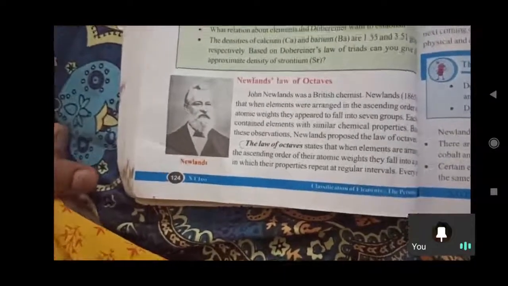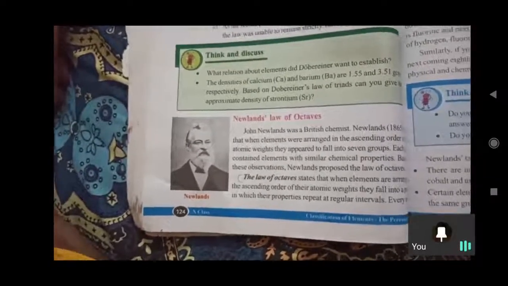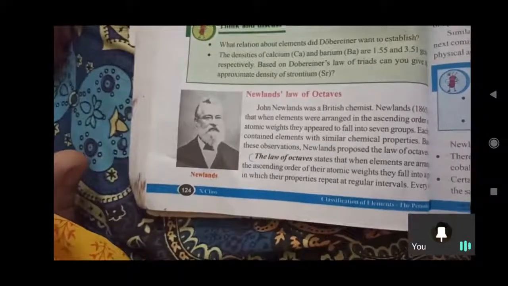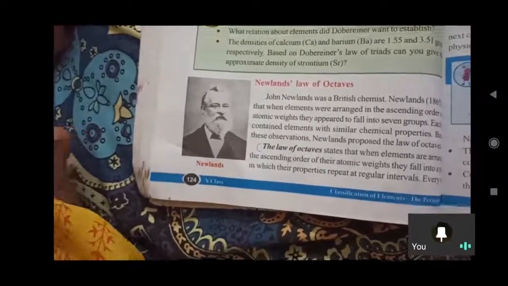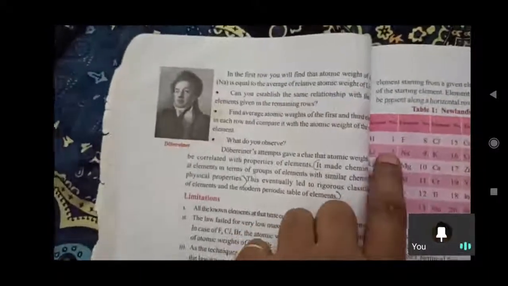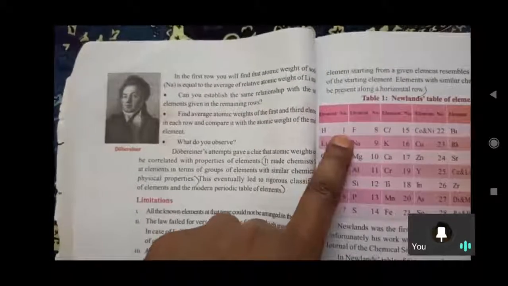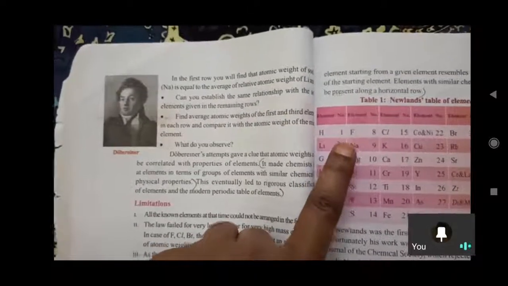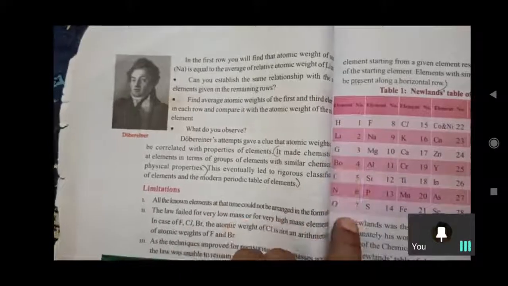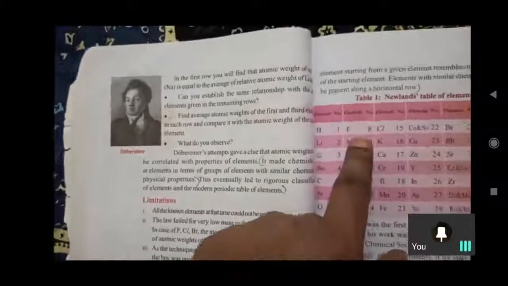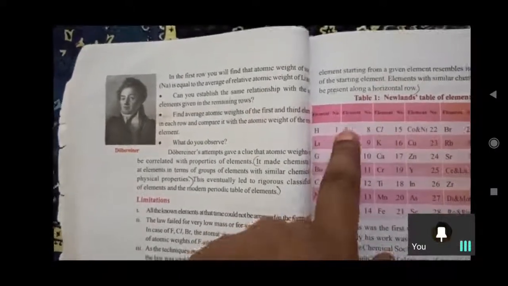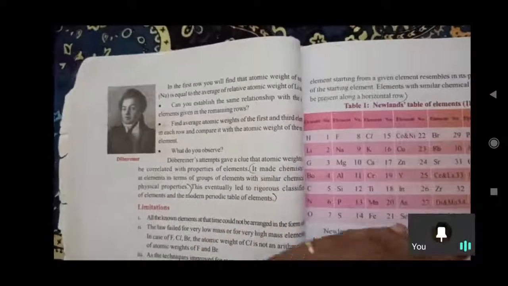So in that manner, he repeated after a certain regular interval. That means after 8 elements he repeated again, so every 8th element has similar properties. See, 1, 2, 3. According to the ascending order, the atomic weight of hydrogen is 1, and the atomic number is 1 also. After 7, he repeated with fluorine. That means here hydrogen, fluorine, chlorine all have similar properties.